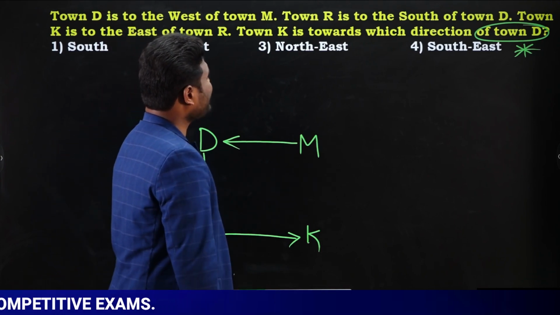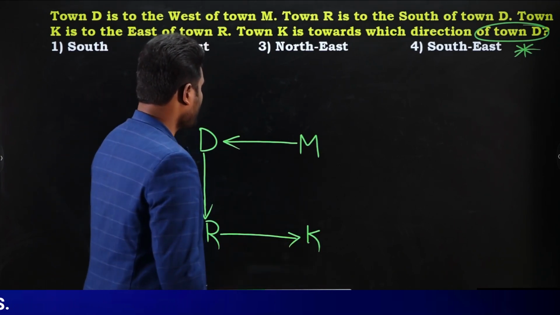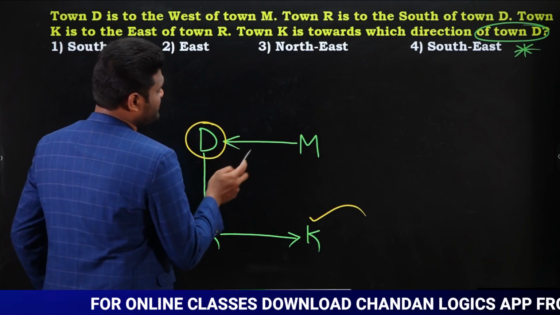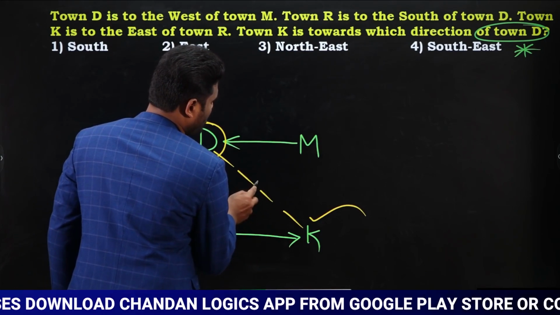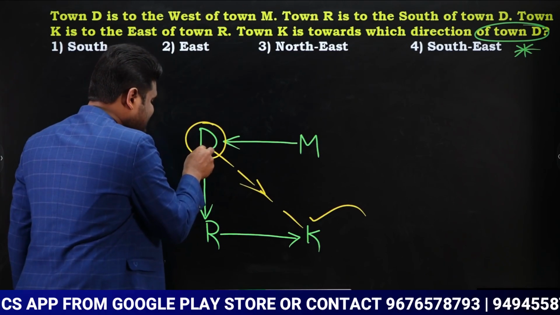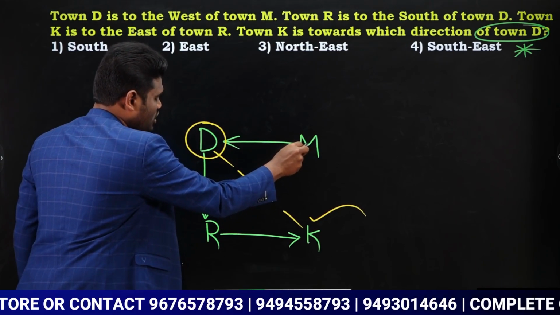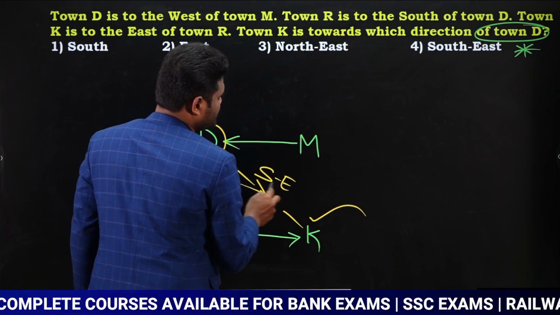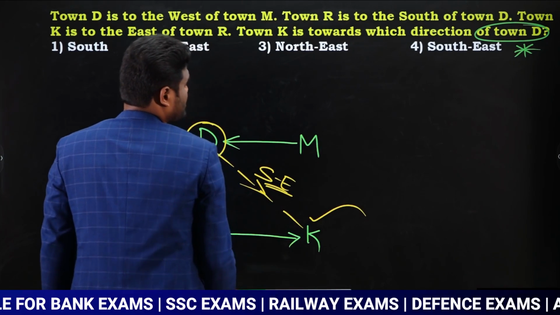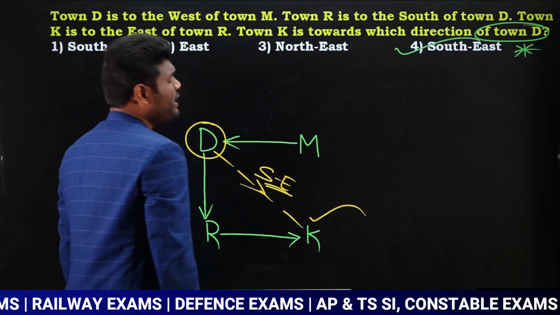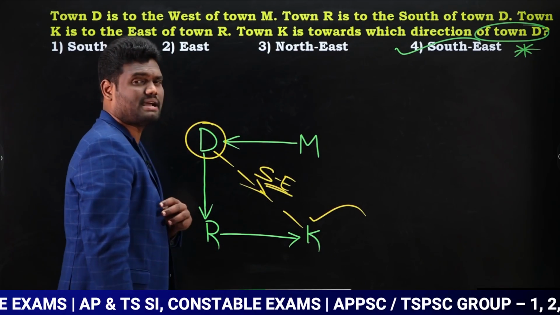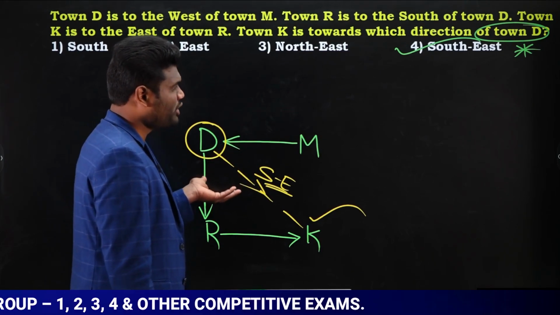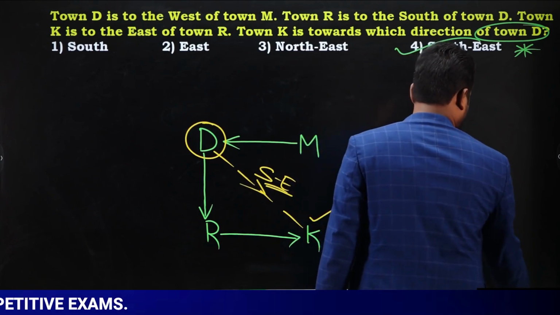Now our question is, town K is towards which direction of town D? With respect to D, I need to know in which direction K is. Now observe carefully. This is south, this is east, yes or no? So between them, the direction is southeast. So the answer is the southeast direction. Very, very simple. These types of questions come in the examination. Whenever you have these questions, you just need to represent them properly. Once you are able to represent, solving them automatically becomes very simple.